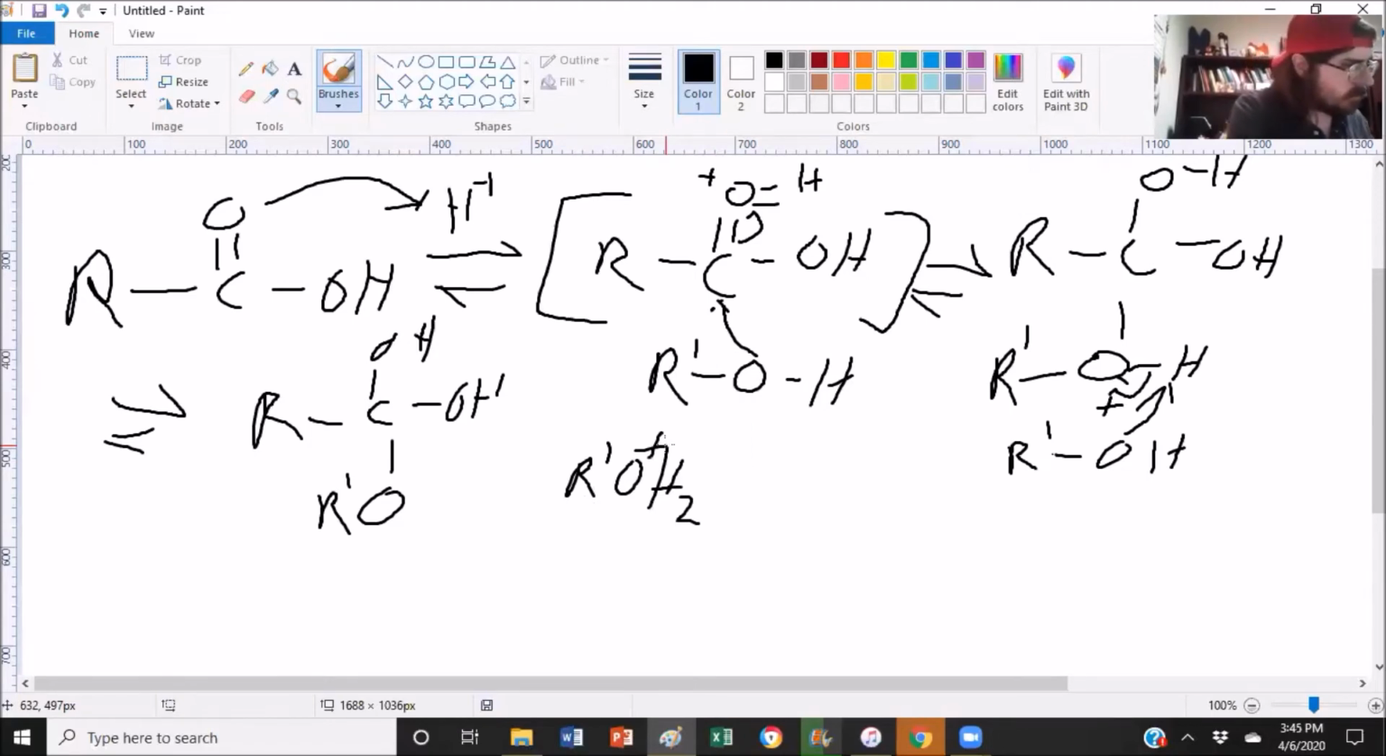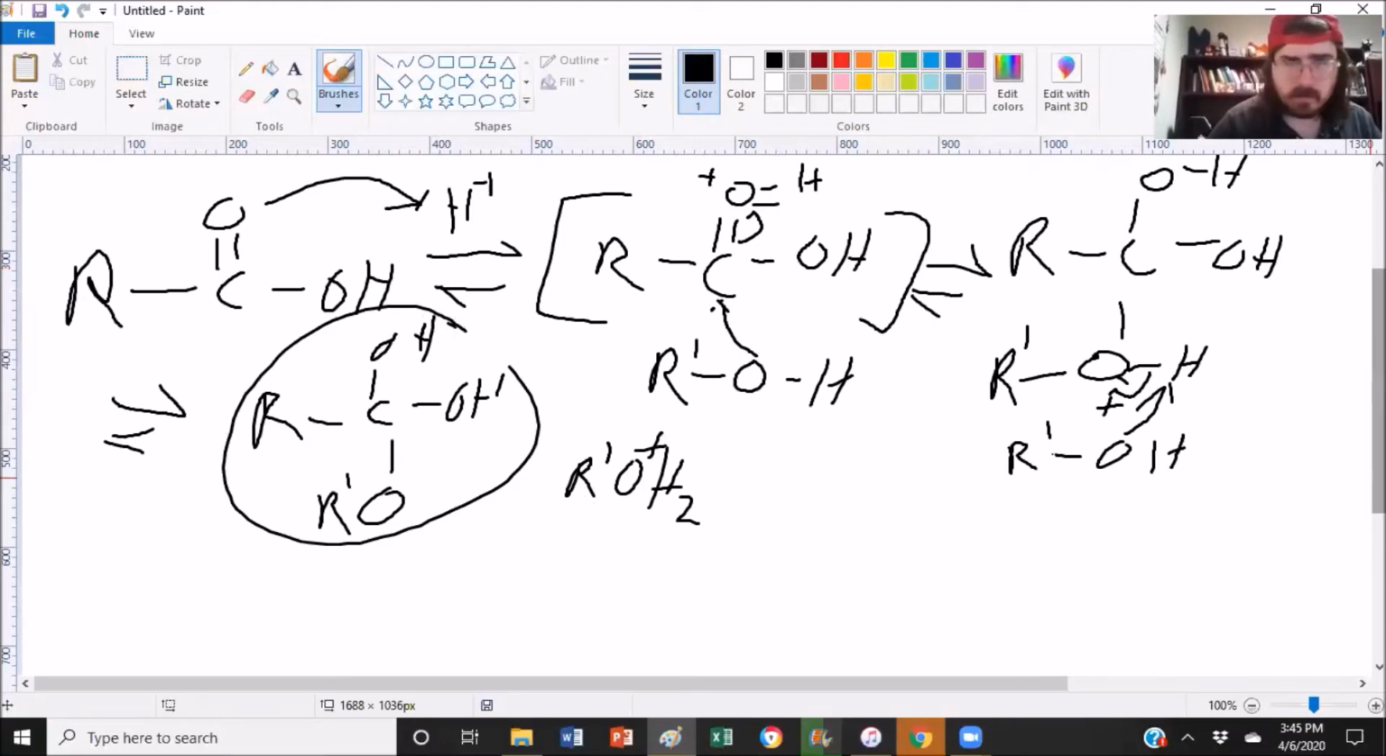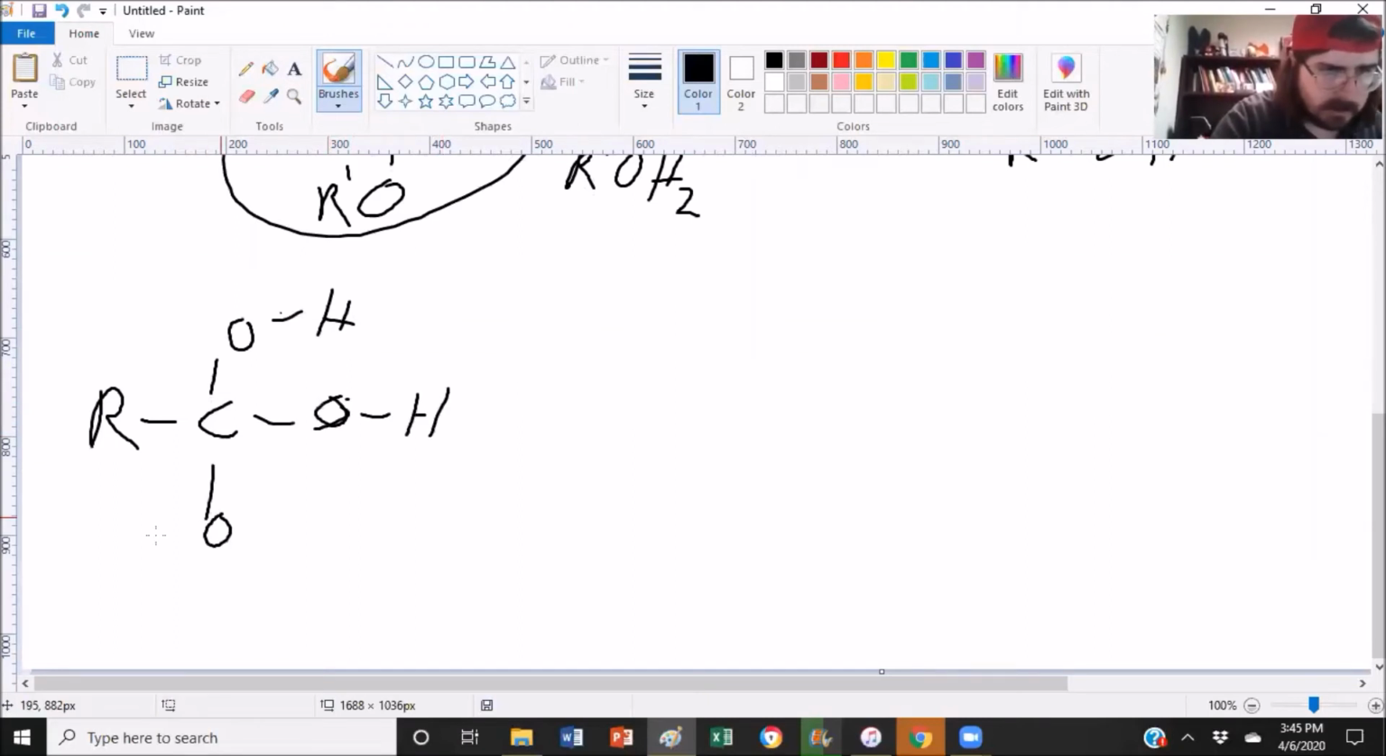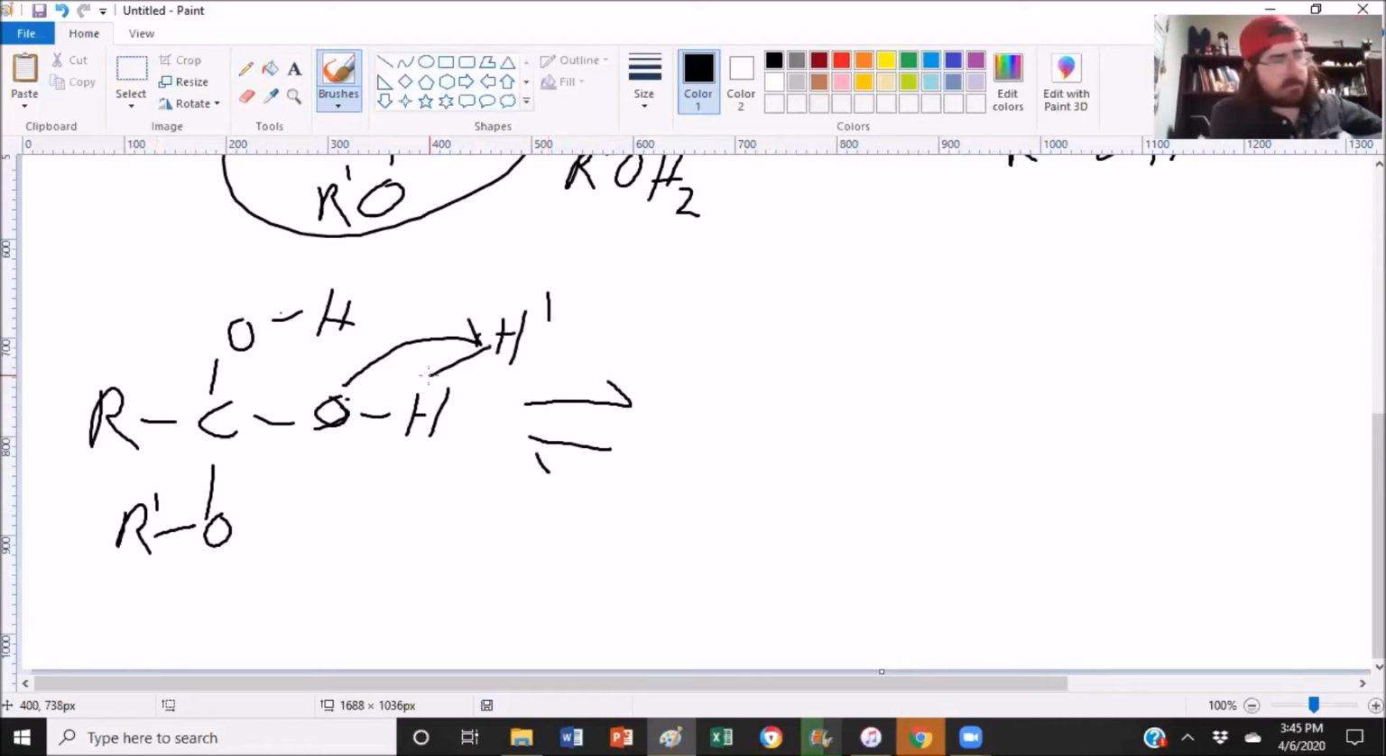Now from there, another equivalent of acid can add. If I add the acid here, this leaves and we just essentially reverse. So that's not something I even need to consider. I mean, it happens, but if it happens, it moves us backwards. So we don't usually consider the reversible steps that are non-productive.